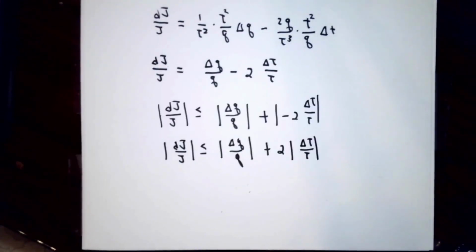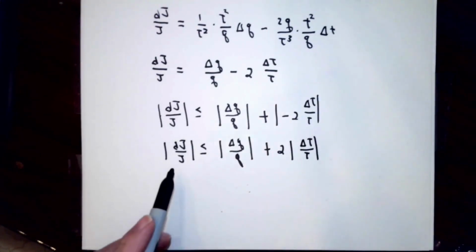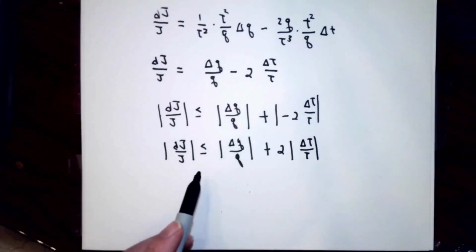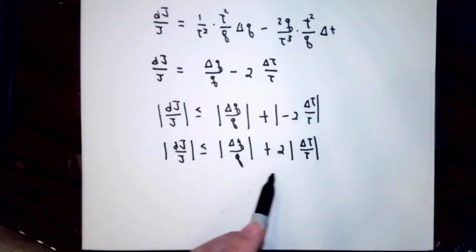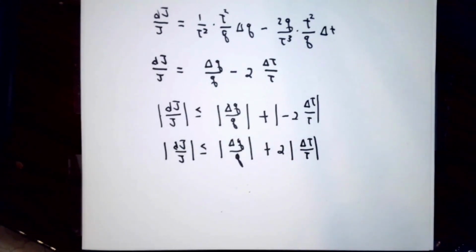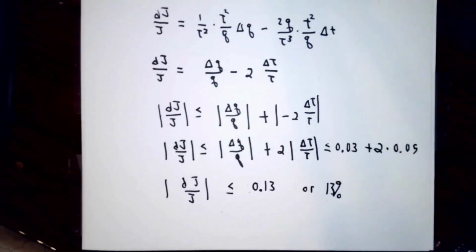If I want to prepare for the worst case scenario, I can tell you that the absolute value of dJ over J is certainly no more than the absolute value of delta Q over Q plus twice the absolute value of delta T over T. So putting in the upper bounds for how big these two absolute values can be, I find out that the uncertainty in J is no more than 13%.